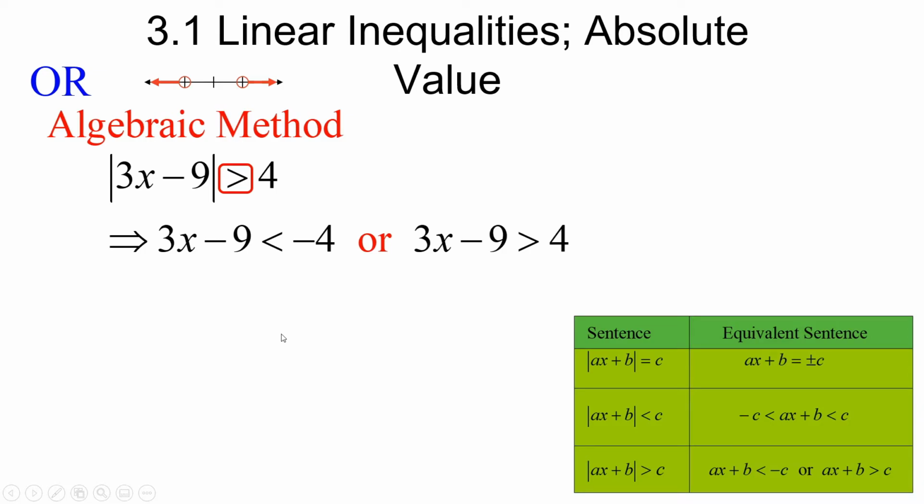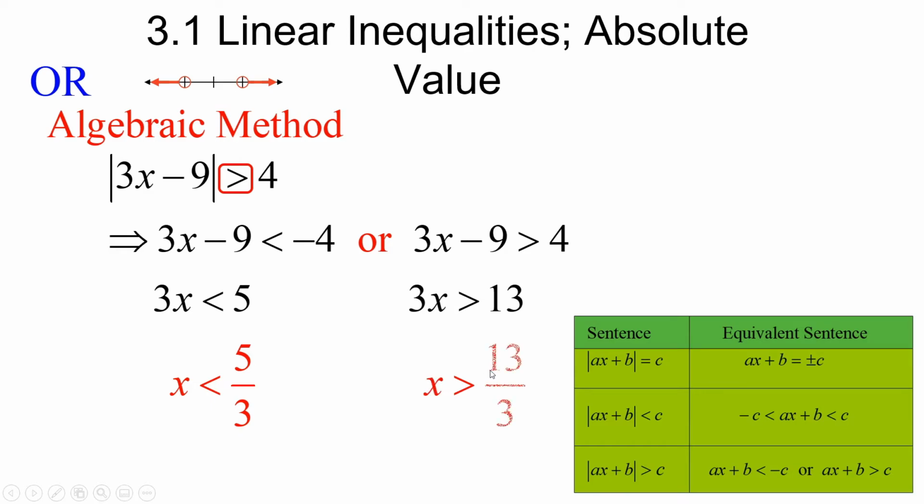Now let's solve each of these separately. So let's add 9 to both sides. So we have 3x is less than negative 4 plus 9. That's a 5. Divide both sides by 3 to get x is less than 5/3. Now over here on the other side, let's add the 9 again. So we have 3x is greater than 4 plus 9, 13. And then divide by 3 again. So x is greater than 13 over 3.